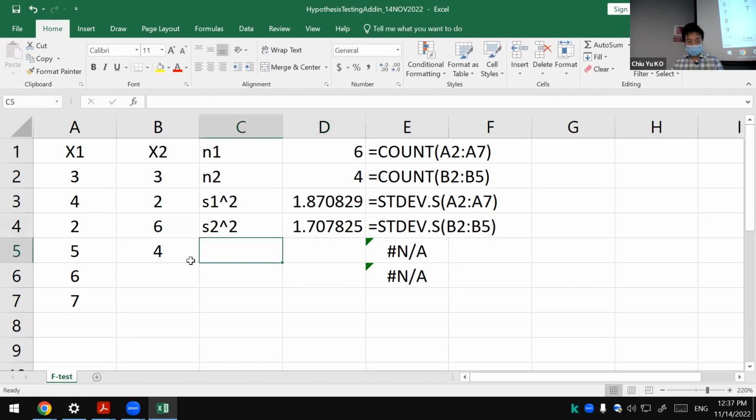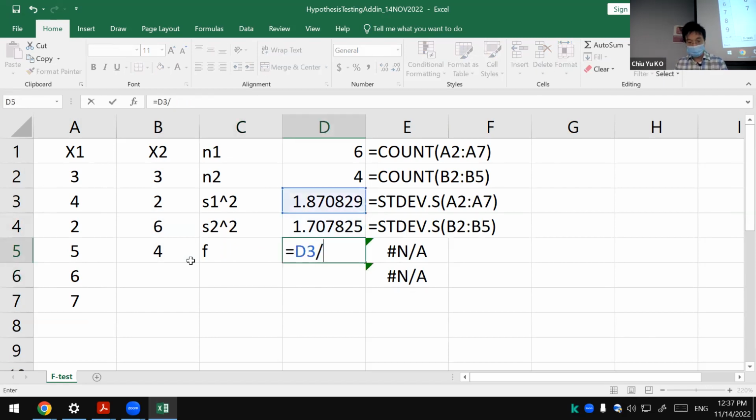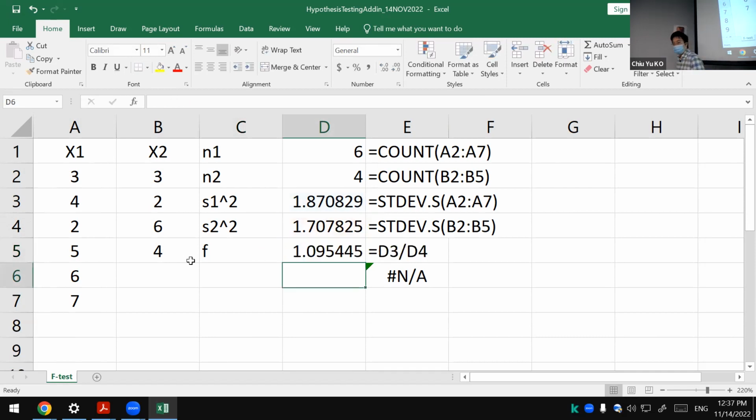Then we have the F test statistic. We just call it F. F is simply the ratio of the two, so I take S1 over S2. This is the F. For this, we can do three types of tests: the left test, the right test, and the two-tail. So let's do the left first.